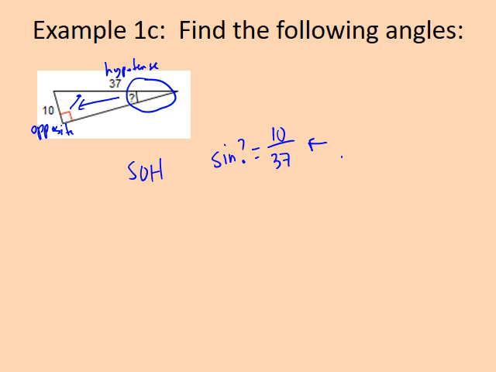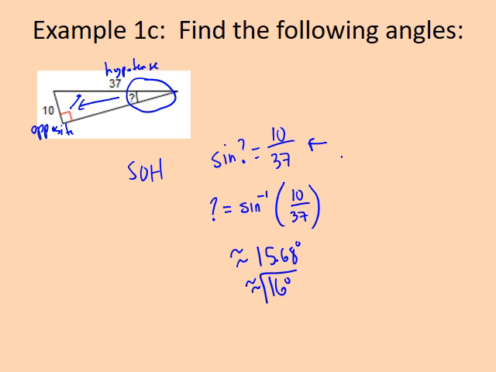But once again, we're looking for the angle, so we need to use the inverse. So the sine inverse, which is what we use when looking for the angle, is 10 divided by 37. When we plug that into our calculator, sine inverse of 10 divided by 37, we get 15.68, which is approximately equal to 16 degrees.